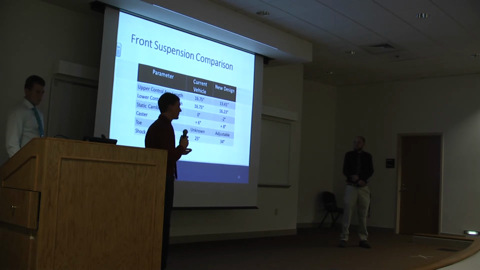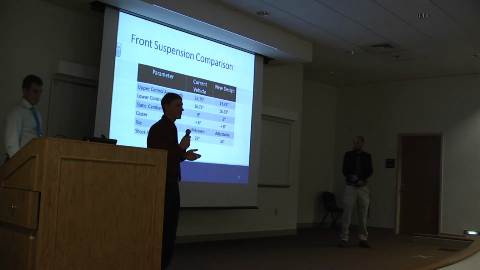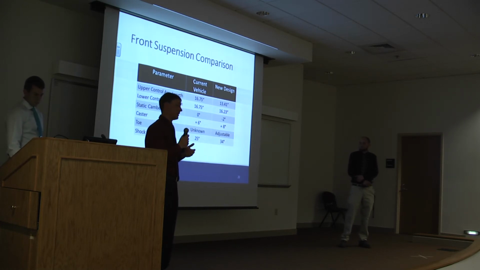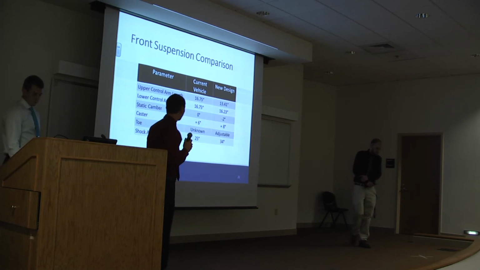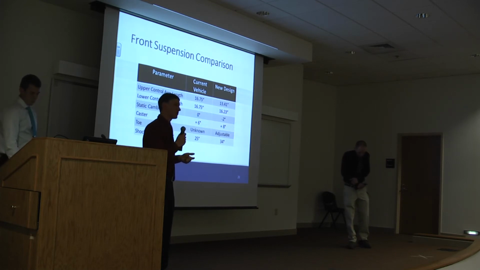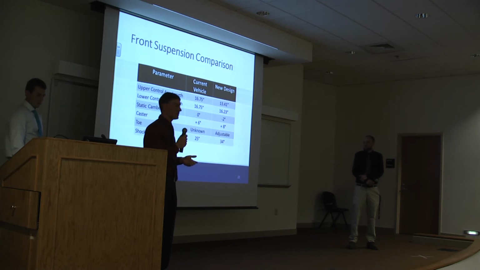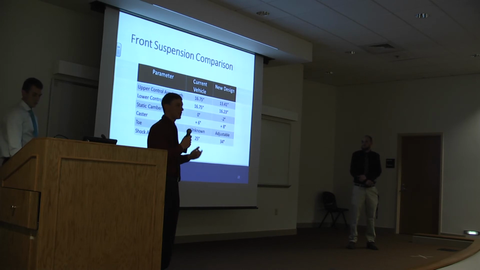We ended up changing from 0 degrees of camber to -2 degrees of camber, and increased the caster from 6 degrees to +8 degrees. The toe will now be adjustable depending on the event the car is running in. And we increased the shock absorber angle from 25 degrees to 34 degrees to increase the range of vertical travel of the suspension.